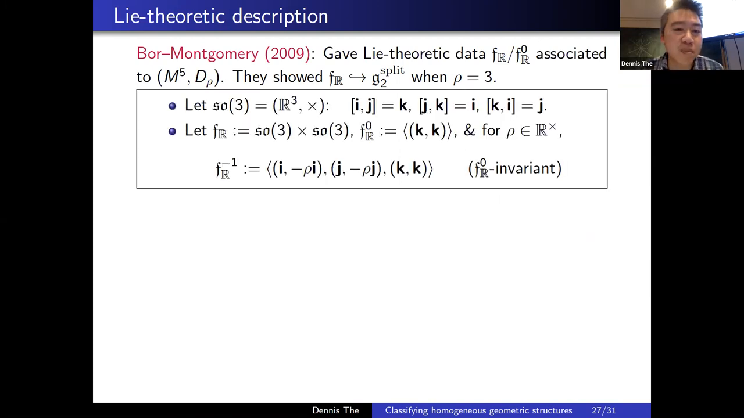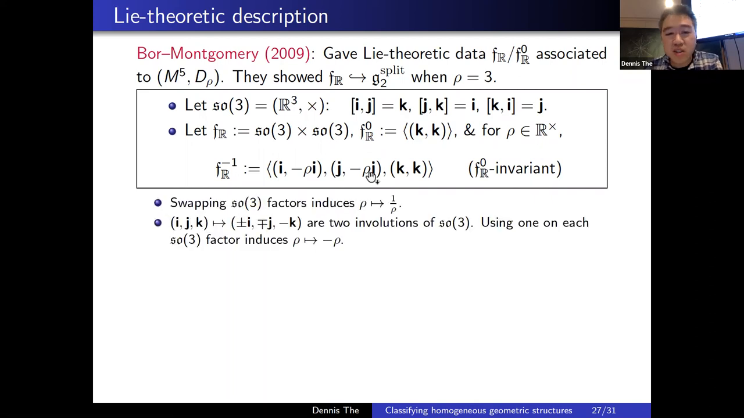Okay, so what is their description? Let so(3) be identified with R3 with the usual cross product. Take the basis i, j and k with the following commutator relations. And then on this Lie algebra f, two copies of so(3), this is six-dimensional. I want to specify five-dimensional geometry, so I have to give a one-dimensional isotropy. So that's this k, k. Now for any rho, it could be negative even, let's define the following subspace, f minus one. When you quotient f minus one by f zero, you get a two-dimensional subspace that's modeling our rank two distribution. And this is f zero invariant.